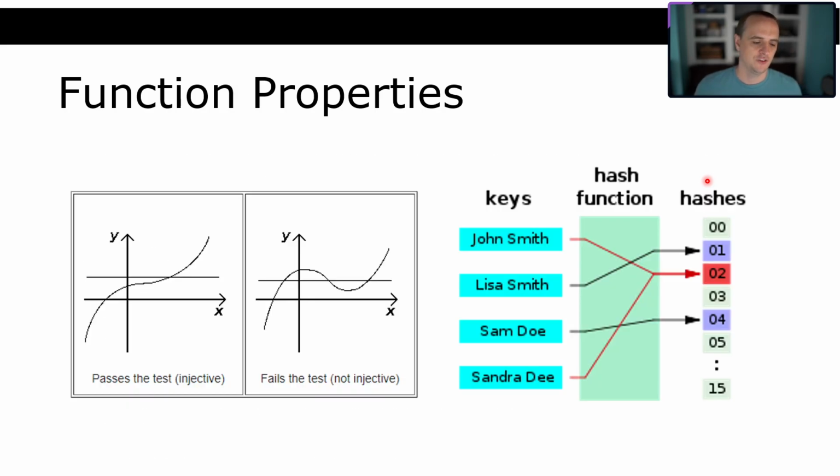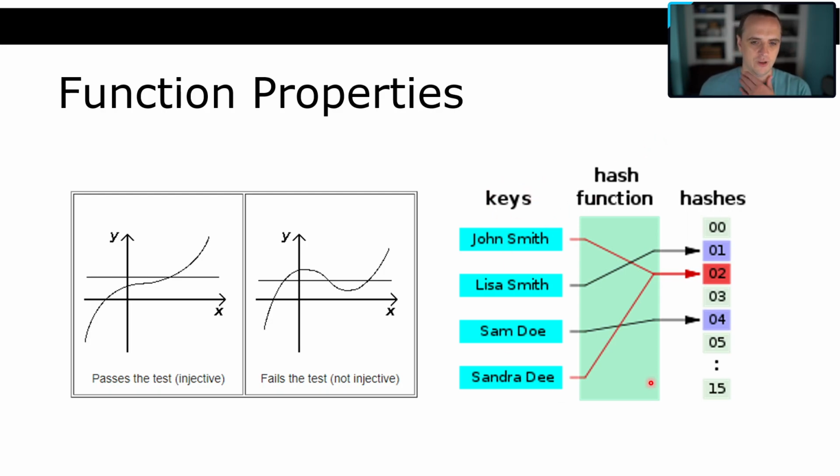So if you remember back to math, the way you test for injectiveness is you draw a horizontal line across your function, and if any horizontal line touches the function in exactly one place, then it's injective. Okay? If your horizontal line touches in multiple places, then it's not injective because it does not map uniquely to a single output value.